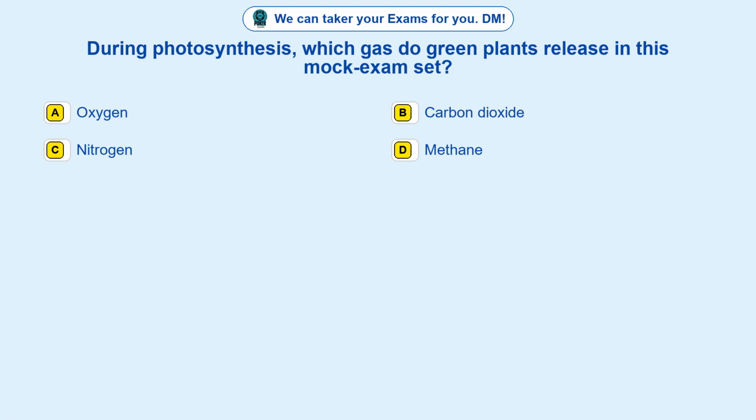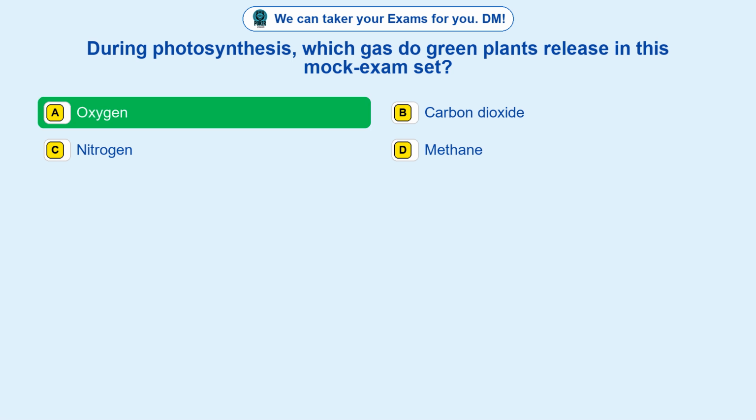Question 1. During photosynthesis, which gas do green plants release in this mock exam set? Option A, oxygen. Option B, carbon dioxide. Option C, nitrogen. Option D, methane. The correct answer is option A. Oxygen.